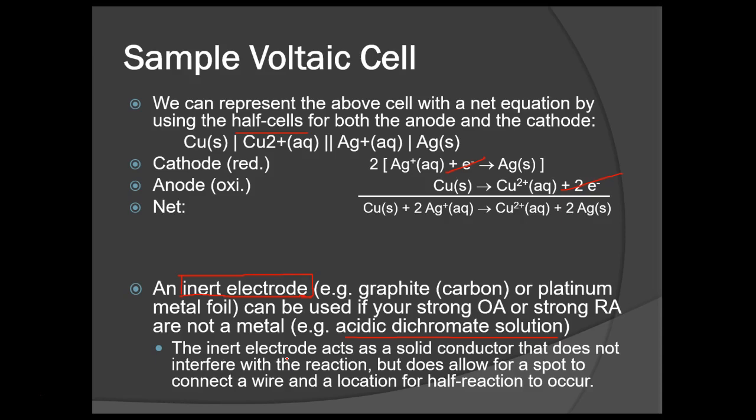All that inert electrode does is become a solid conductor that doesn't interfere with the reaction. It allows for a spot to connect the wire and a location for the half reaction to occur. What we mean by that is a space for electrons to attach to or be removed from, depending on the situation.